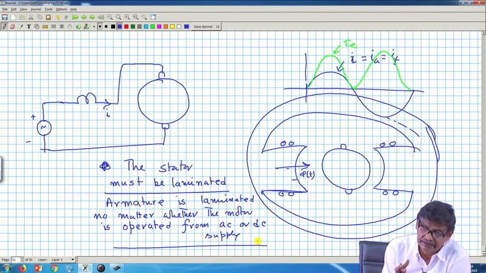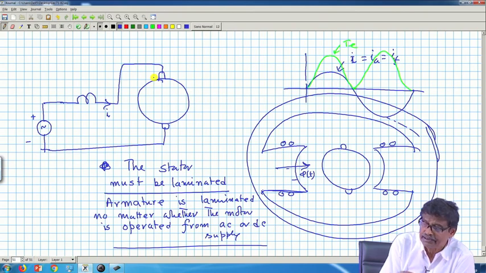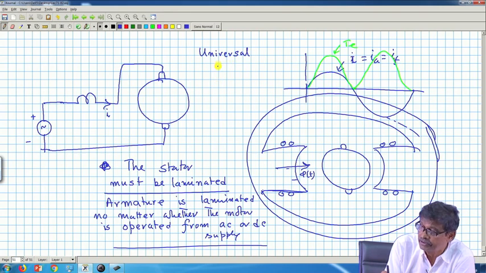Then I say that this kind of motors which is designed in this way, stator is laminated, armature is laminated, then perhaps we will say that okay, from AC supply it will operate. It will operate not only from AC supply, but from DC supply as well, and such a motor is called universal motor. We will not go much detail into it, but certainly point out some interesting features of this universal motor.